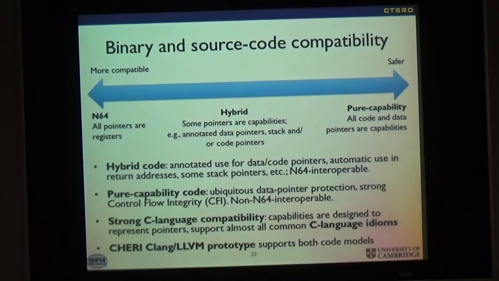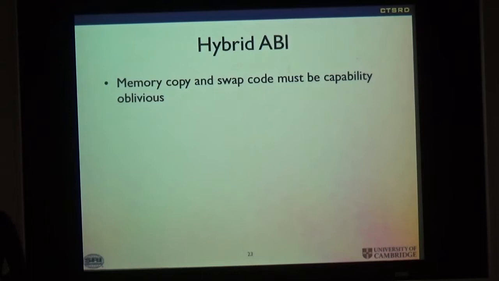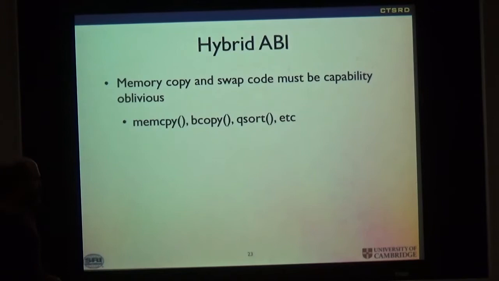So for our C language, we have a plain LLVM prototype. Let me talk a little more about the hybrid API here. Changes required to make the hybrid API work are that memory copy and memory swap functions must be made capability aware, or at least in practice, they must be made capability oblivious so that they can copy capabilities and don't even know that they are doing so. The main examples of these are memcpy and bcopy. For instance, any struct could contain pointers. We need to be able to copy those pointers reliably.